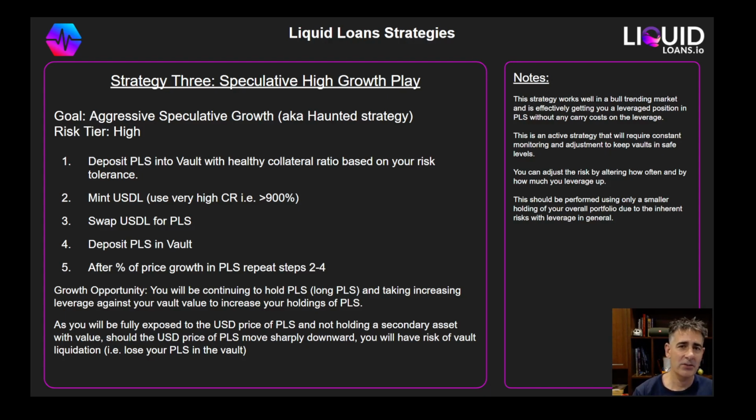This is a very active strategy. You can't just set it in there and walk away and forget it. You're going to need to monitor your collateral ratios. You're going to be wanting to monitor the price movements of Pulse.